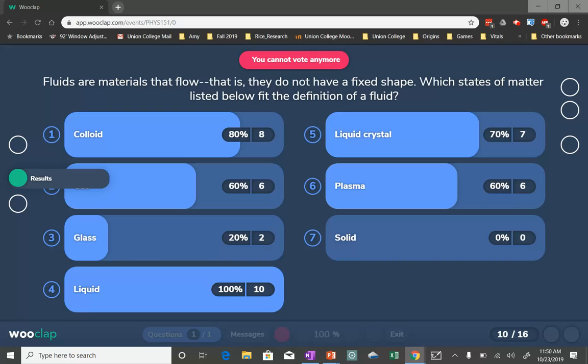Okay, liquids. Do liquids flow? Absolutely. Liquid crystals? Yep, because they're liquid. They're called liquid because they flow. Plasmas are a type of gas, so they flow. Solids, everyone said no. Remember, lead is a solid and lead flows more than glass. But we still say it doesn't flow because it's so slow. So it kind of is a judgment call.